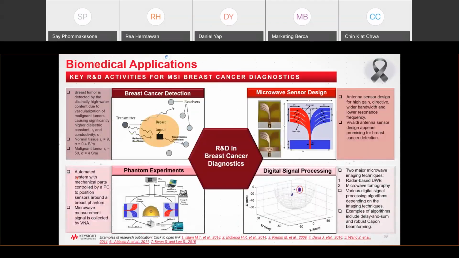So the other area is biomedical application. There is a lot of research in breast cancer detection. As you know, the current breast testing for cancer is quite, I would say, painful. I would not know that because I'm not female. And also microwave sensing as well, and then the phantom experiment, some digital processing.